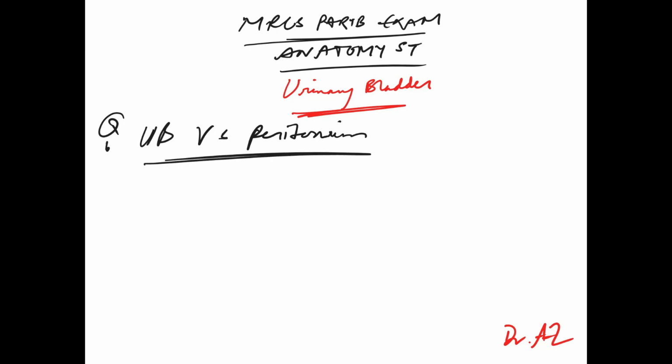So you want to mention that it is partially intraperitoneal because it is covered only at the following sites. Number one, the superior surface of the urinary bladder is covered by the peritoneum, and the upper part of the posterior surface is covered by peritoneum. The remainder of the urinary bladder is not covered by peritoneum. It is completely extraperitoneal. So you want to remember this because it's a little bit tricky.